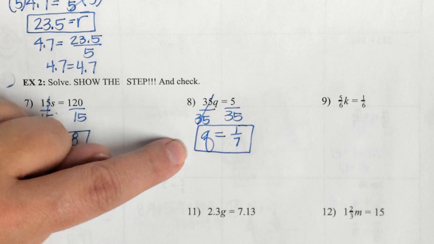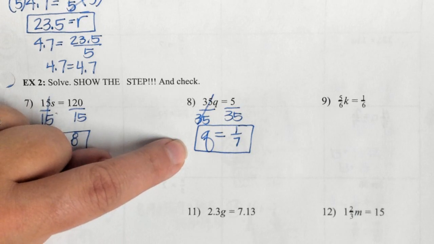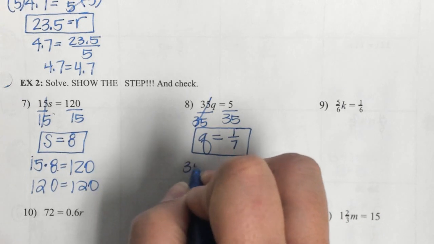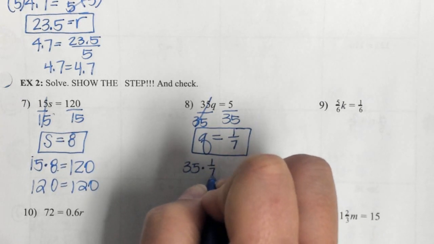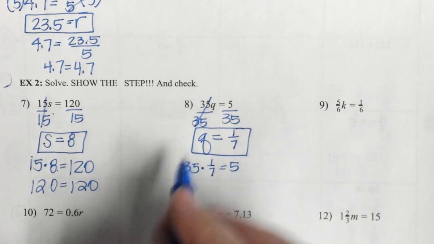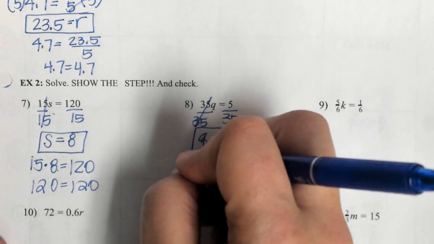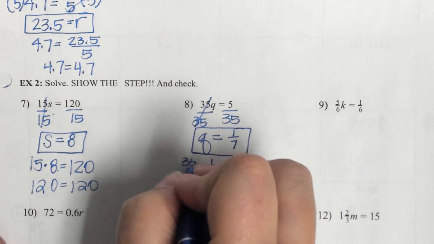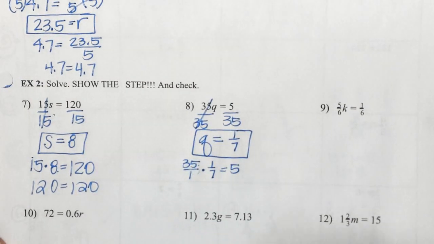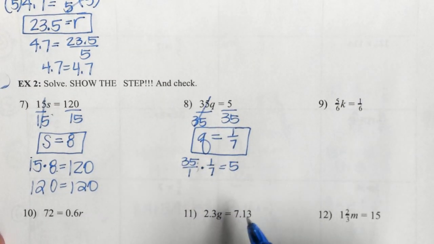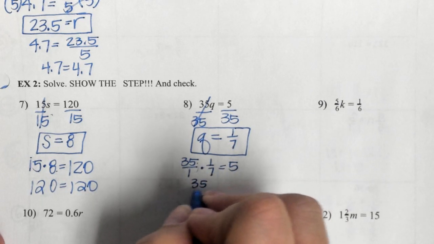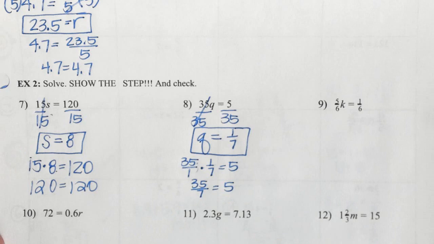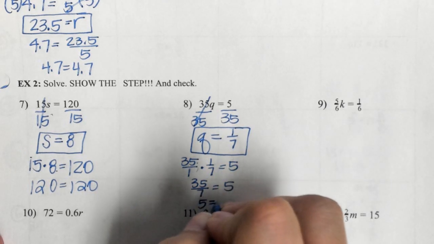On this one, it was not improper, so when I simplified it, I left it as 1/7. Now let's check it. So we have 35 times 1/7 is equal to 5. And remember, I know that 35 as a fraction would be 35 over 1. So what is 35 times 1? 35. What is 1 times 7? Is 35 over 7 equal to 5? Yes. Then our solution works.